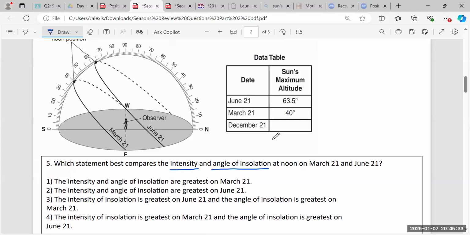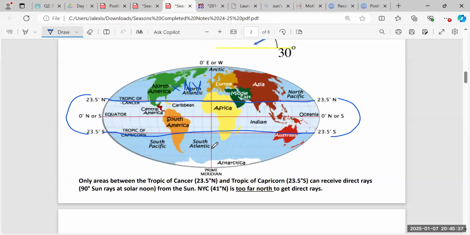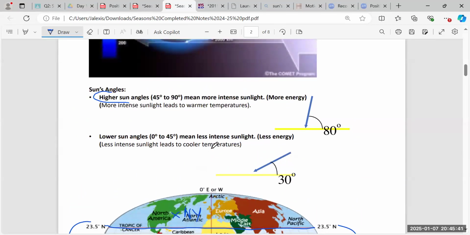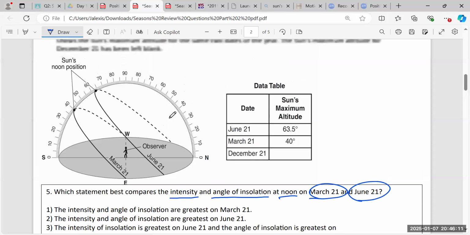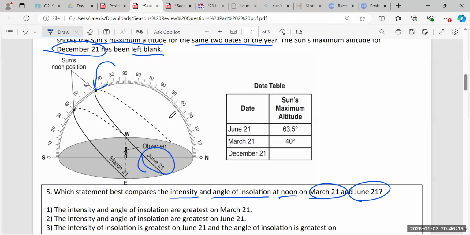Remember the rule, right? Look at page 2, we said it right here. The higher the sun angle, the more intense sunlight there is. There's a direct relationship. That's why the lower the sun angle, the less intense sunlight there is, right? Meaning that there's less energy being received from the sun. So therefore, what statement can be best compared? Well, on June 21st the sun is at a higher angle than on March 21st, right? Do we see that?